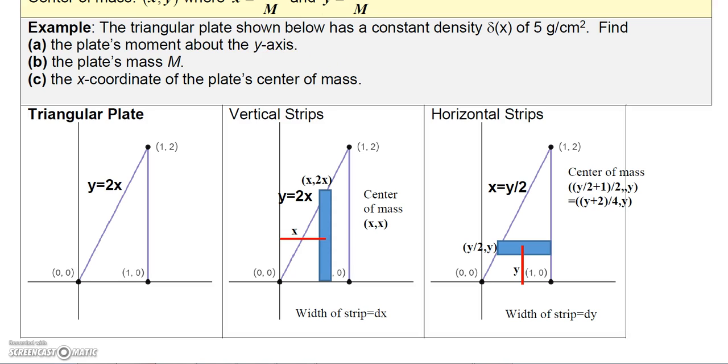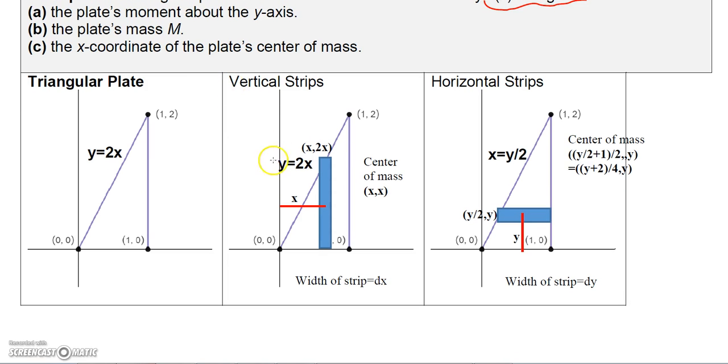In this example we have a triangular plate shown down here, created by the line y equals 2x, the vertical line x equals 1, and bounded below by the x-axis. It has a constant density function, so the density is 5 grams per square centimeter. The problem says to find the plate's moment about the y-axis. You can do this with vertical strips or horizontal strips, so we can do it either way. Let's start with vertical strips. I've drawn a typical vertical strip right here. This blue strip is a vertical strip.